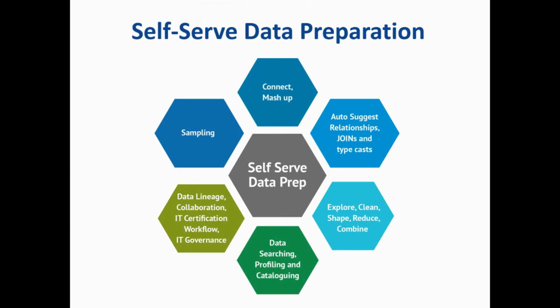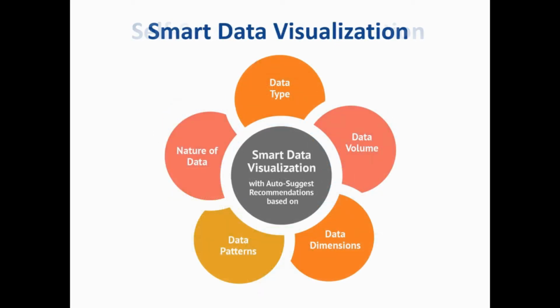With self-serve data prep, you can connect to various data sources and mash up data, enjoy auto-suggestions to identify relationships, joins and typecasts, and other opportunities for data transformation and cleansing. You can also explore, clean, shape, and reduce data, and combine that data, and you can perform comprehensive data searching and profiling. These tools enable a clear picture of data lineage and provide tools for collaboration, IT certification of data, and new and improved workflow and data governance.